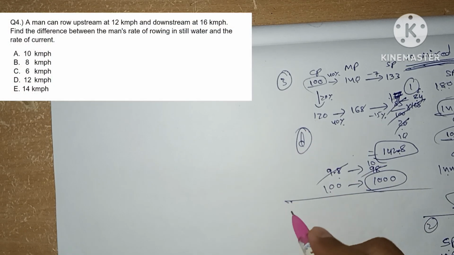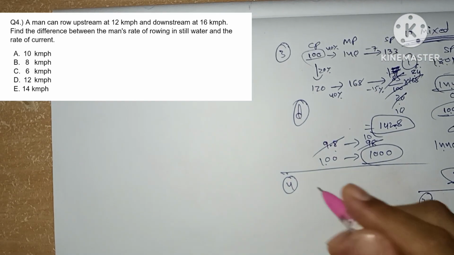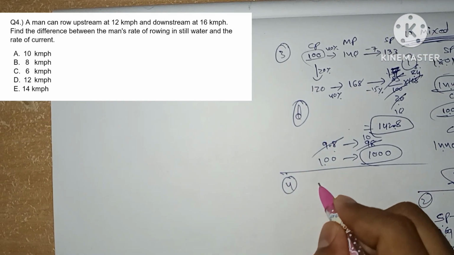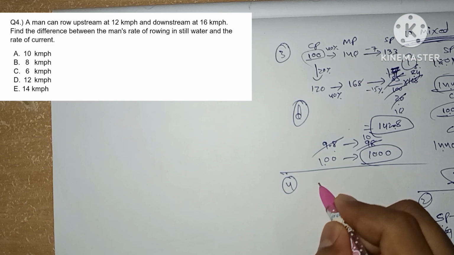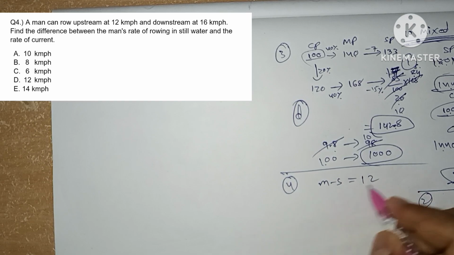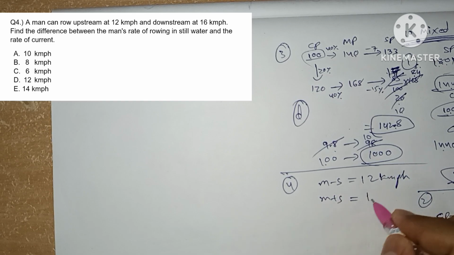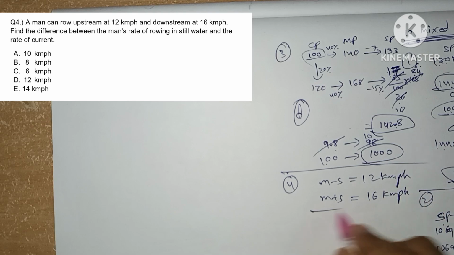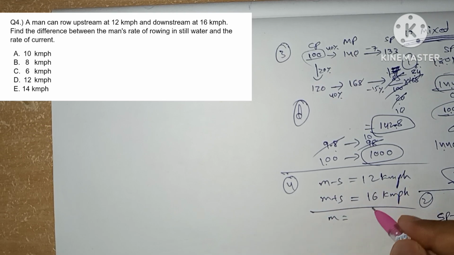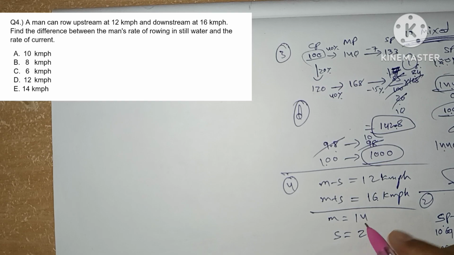Next, fourth question. A man can row upstream at 12 kilometers per hour and downstream at 16 kilometers per hour. So upstream, m minus s, is given as 12 kilometers per hour. m plus s is given as 16 kilometers per hour. Now the m value will be the sum of these two divided by 2, 28 divided by 2, which will be 14. The s value: the sum of these two is 16, and this is 14, which means 2. So we got the m and s values.